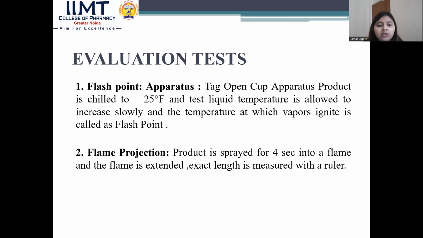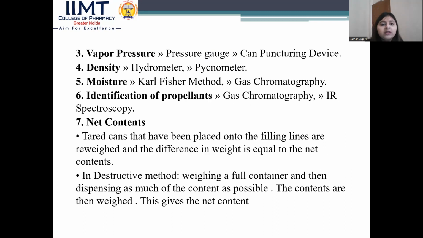Next one is the flame projection. The product is sprayed for 4 seconds into a flame and the flame is extended. The exact length is measured with a ruler, how much the flame is extended. So this is measured with the help of any ruler. Next one is vapor pressure. The vapor pressure can be measured by a pressure gauge or can-piercing device. Next one is the density. The density can be measured by hydrometer or pycnometer.